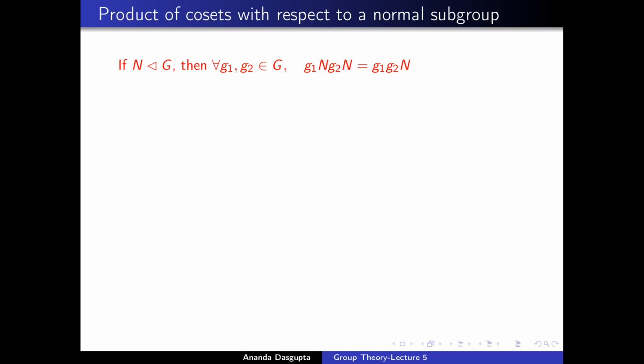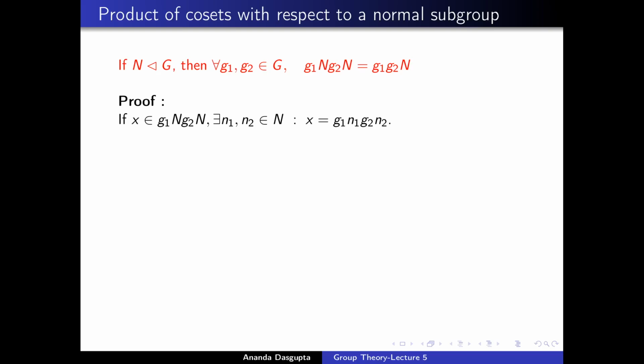That is, the product of g1N and g2N, two cosets with respect to a normal subgroup, is also a coset with respect to the same normal subgroup. And the proof of this goes as follows. We start by taking an arbitrary element from g1N times g2N. Of course, if x belongs to this product, then x must be of the form g1n1g2n2, where n1 and n2 are elements of capital N. So there must exist such elements n1, n2 in capital N.